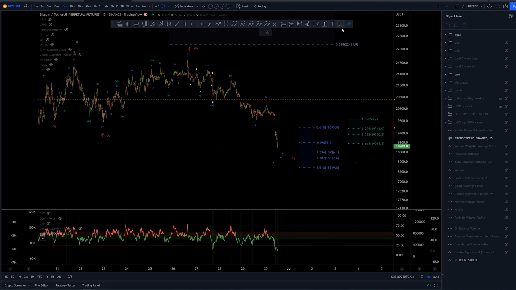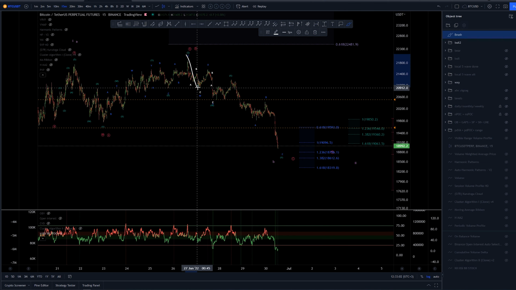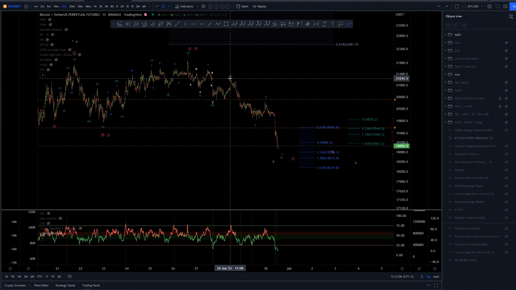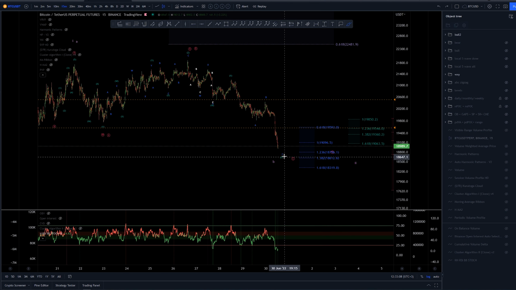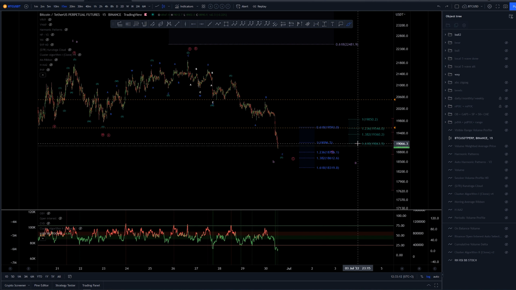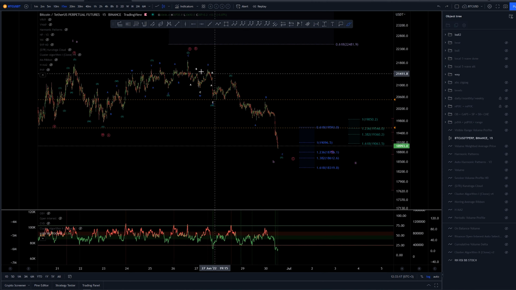Now the other scenario that I had in mind was a WXY into W, WX or three-way move into X, and now we'll be looking again at a three-way move down to wave Y here. This has gone beyond the 1.618, so I would prefer the other bullish scenario that I have presented.